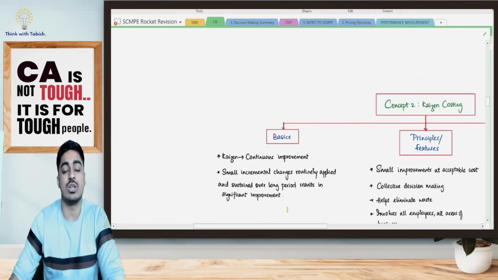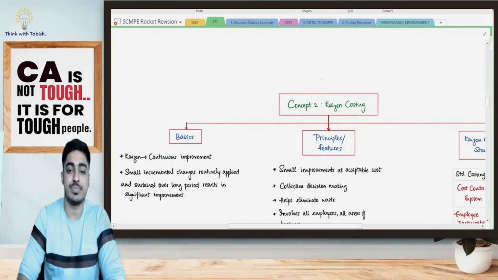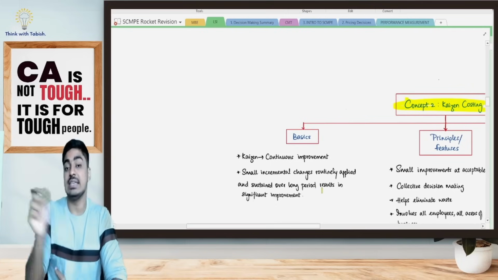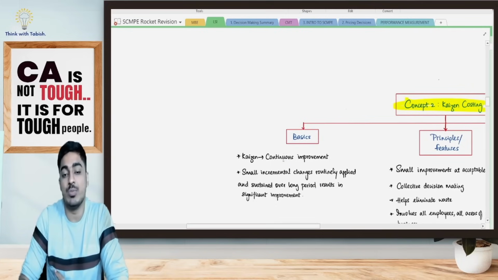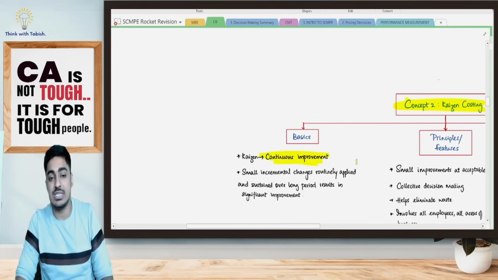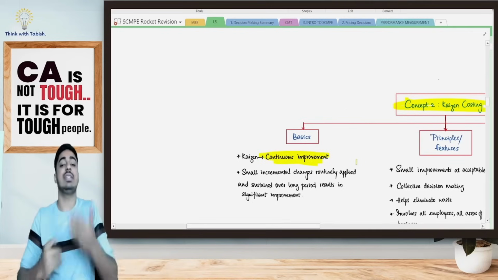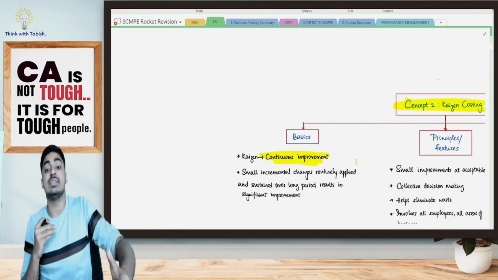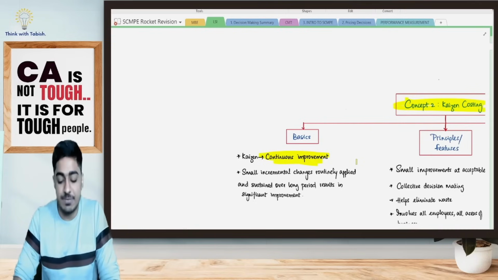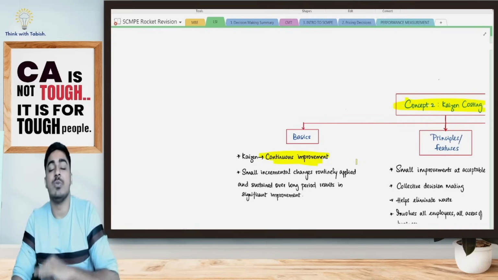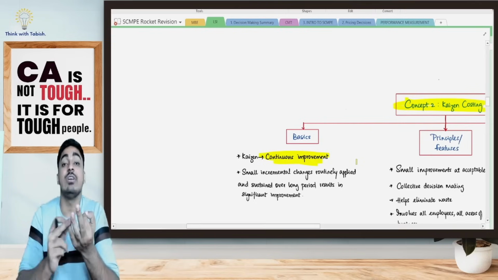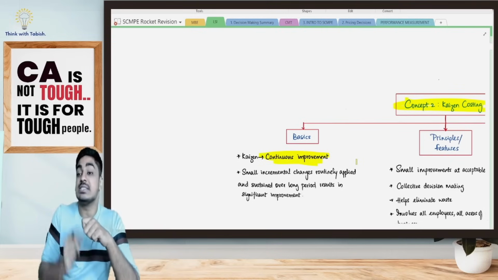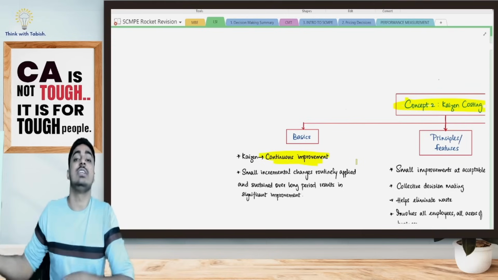Now moving to the next concept, which is Kaizen costing. What is Kaizen telling? Kaizen is a Japanese word which means continuous improvement. What is the philosophy of Kaizen, my dear students? It is telling small incremental changes routinely applied and sustained over a long period will result in significant improvement. Say for example, a burger company, instead of giving 3 ketchups, started giving 2 ketchups. 1 rupee saved, but small incremental changes routinely applied and sustained over long term will give me significant improvements.